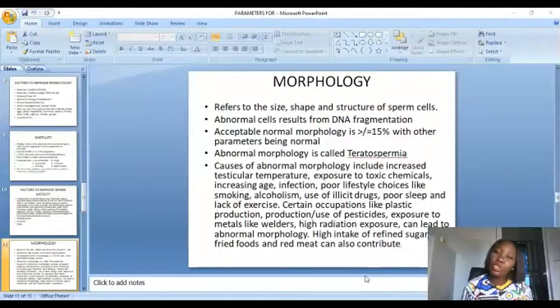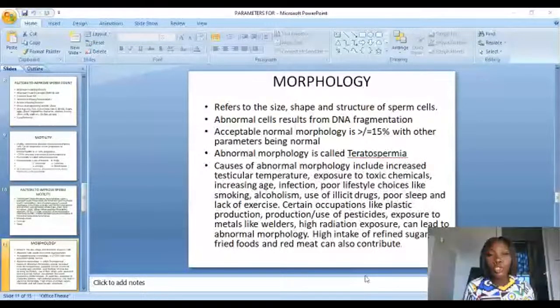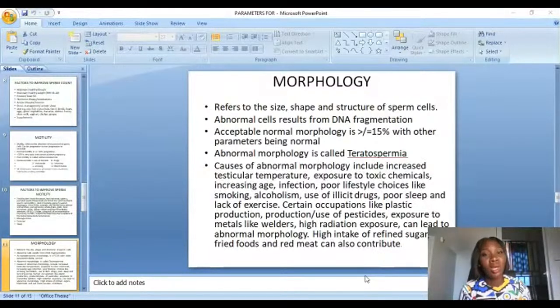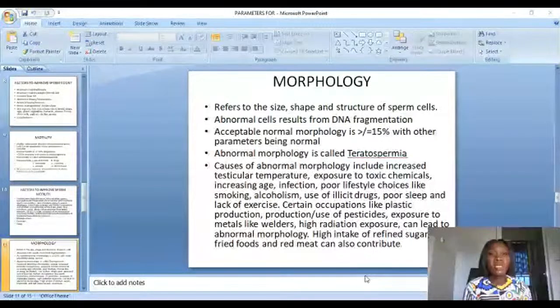Then certain exposures in some occupations, like plastic production, or use of pesticide in the case of farmers or people that produce the pesticides themselves, exposure to metals like in the case of welders, of people who maybe work in communication industries where there is always radiation, or outrightly in radiotherapy centers. This can lead to abnormal morphology. High intake of refined sugar, fried foods, red meat can also contribute. Avoiding all these things can help.